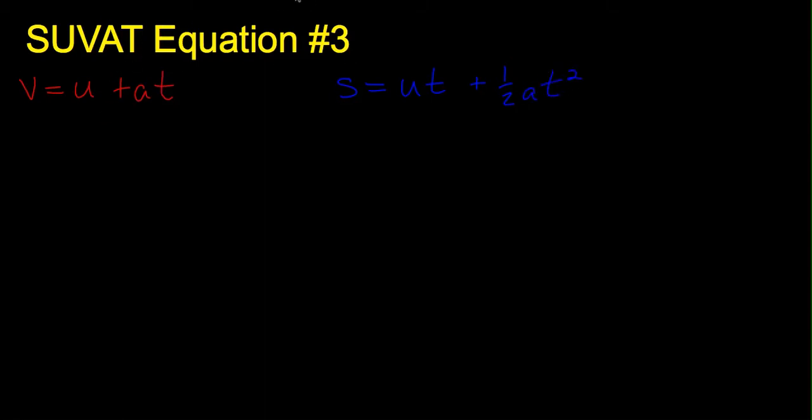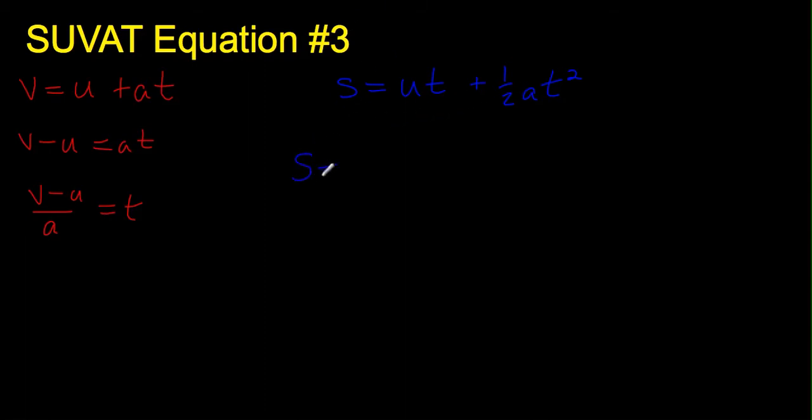So we're going to solve this equation here for time, which is a pretty simple operation. V minus U is equal to A times T. And then basically V minus U divided by A will equal T. We're going to take this and plug that into here.